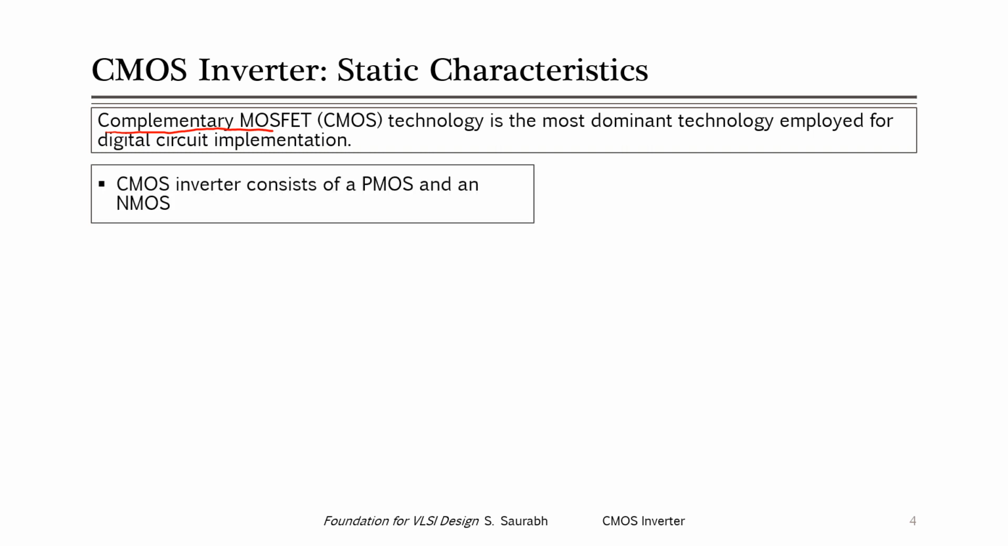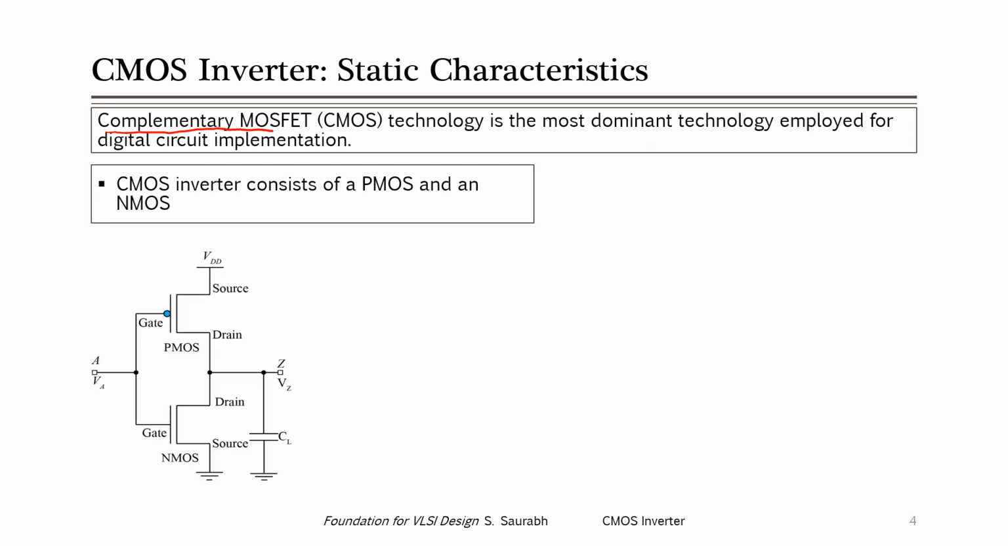So now let us look at how a CMOS inverter looks, right? A CMOS inverter consists of a PMOS and an NMOS. So this is the schematic diagram of a CMOS inverter. We have a PMOS, or P-channel MOSFET, and an NMOS, or N-channel MOSFET, right? So these two are connected together.